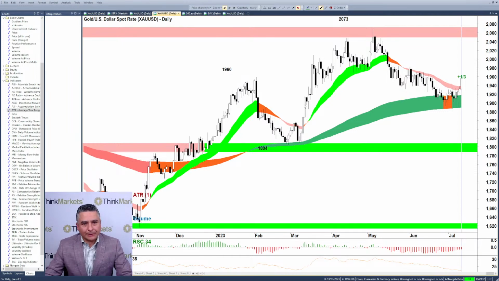Ideally, you don't set your stop inside, and I say 2 ATRs. And then I'd say go at least half an ATR beneath the last trough to allow for a bit of volatility.